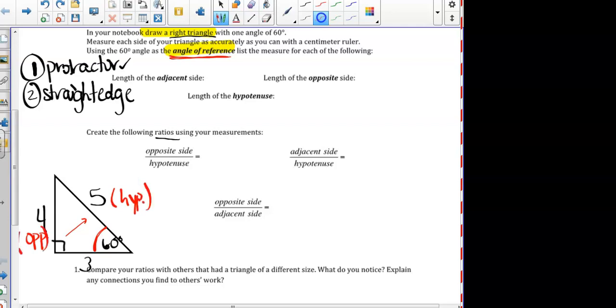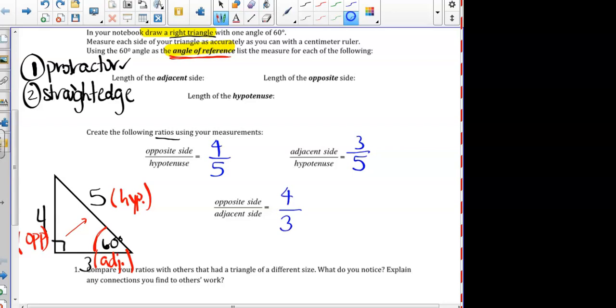And the last side that we have to figure out is the adjacent side. Adjacent means next to. The adjacent side will be the length of 3 in the right triangle I've drawn because it's adjacent or next to the reference angle. So then we were asked to draw or figure out some ratios. The length of the opposite side over the hypotenuse is 4 over 5. The length of the adjacent side over the hypotenuse is 3 over 5. And the length of the opposite side over the adjacent side is 4 over 3.